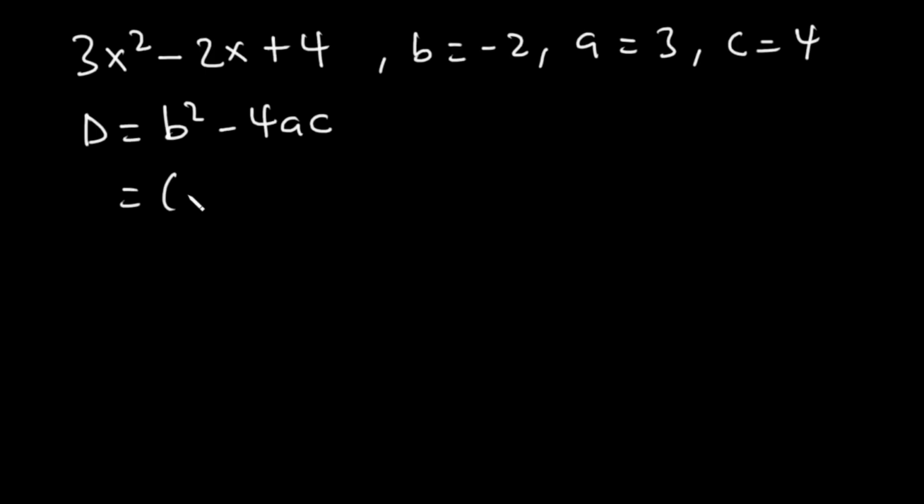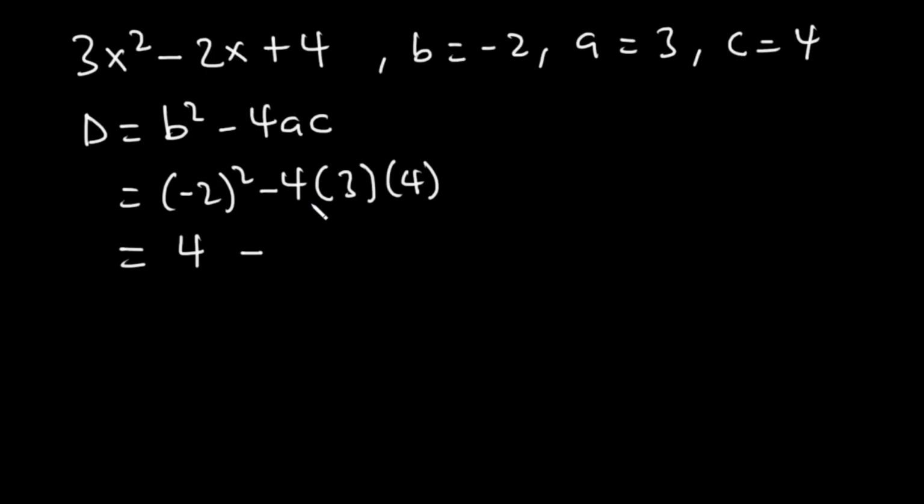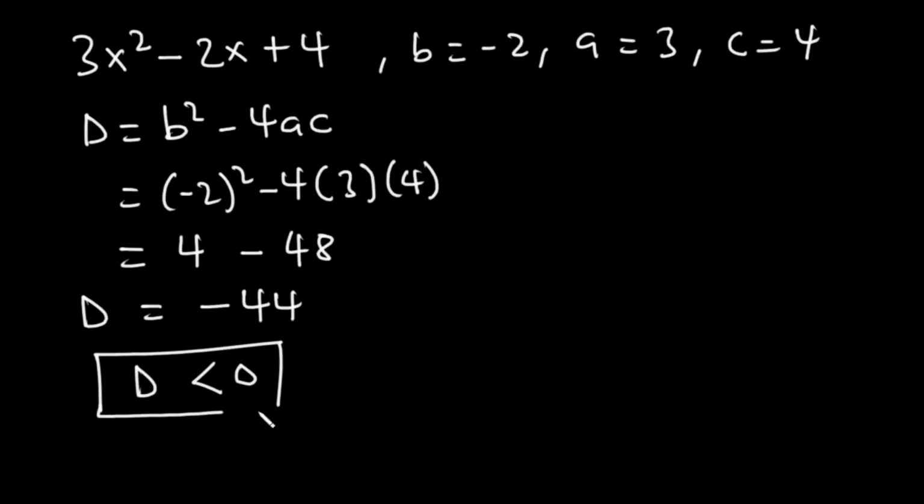So we have negative 2 squared minus 4 into brackets 3 and then 4. Negative 2 squared is 4, and then 4 times 3 is 12, and 12 times 4 is 48. So we have 4 minus 48, which is negative 44. Now since d is less than 0, it means that the equation will have two complex roots or two imaginary roots. Now let's confirm that.